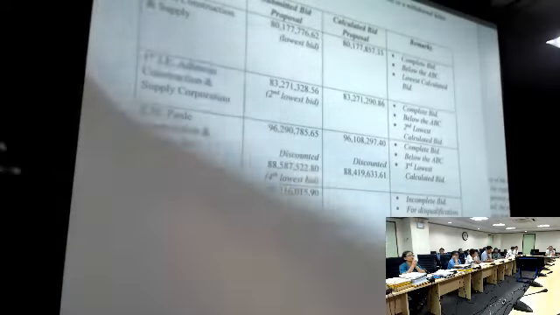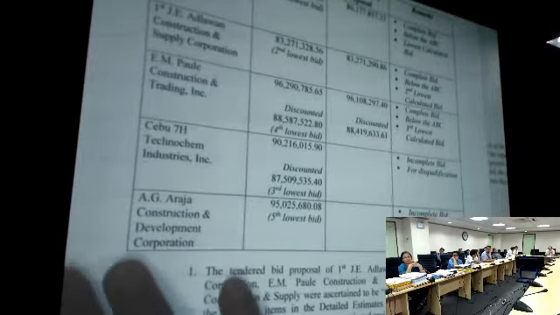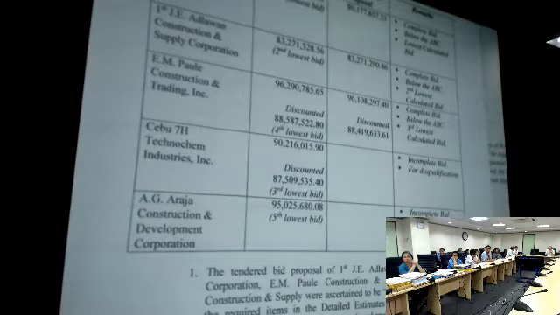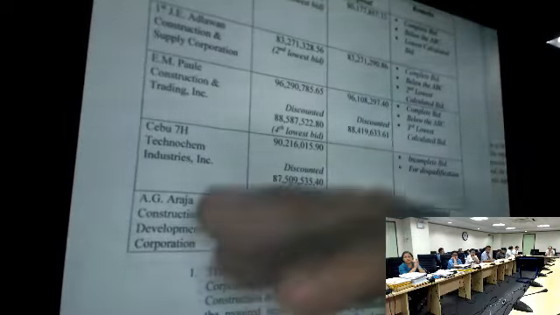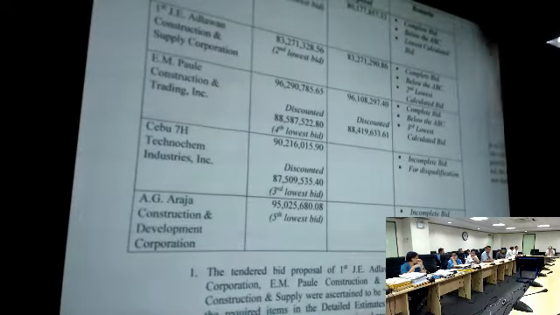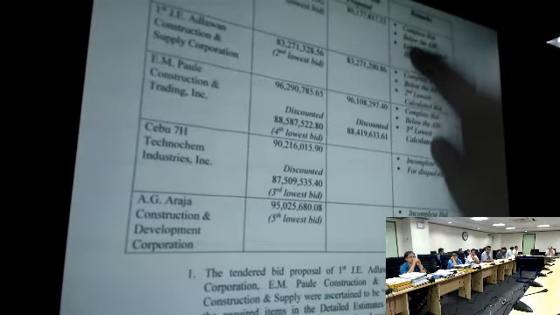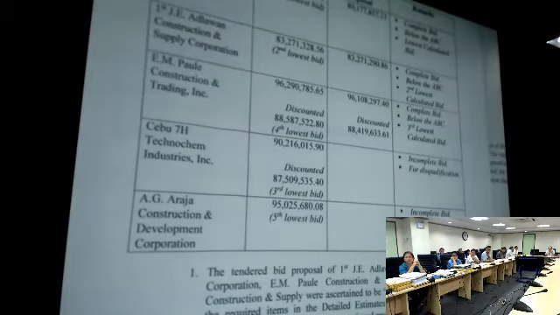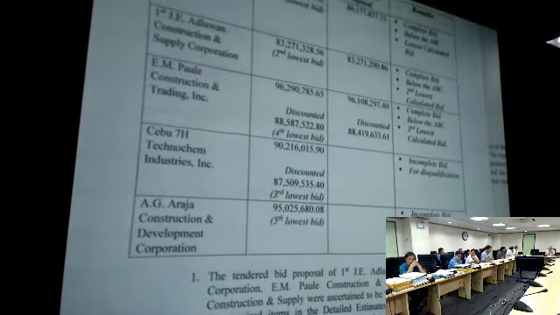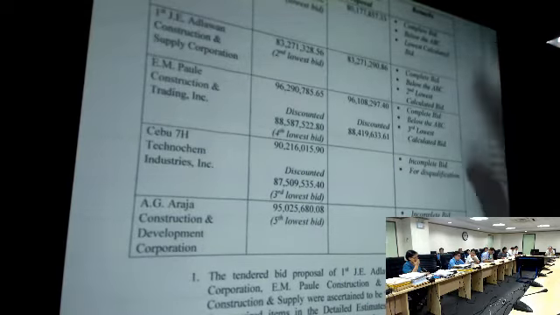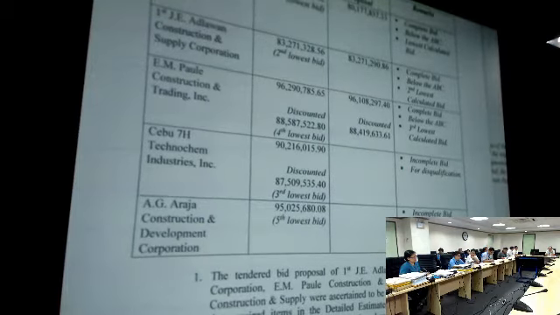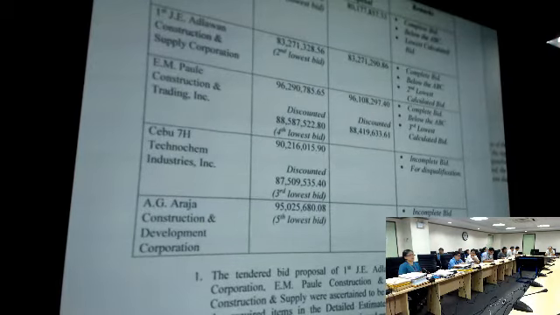Tsaka, sir, kung titignan natin, yung dinidisqualify natin si Cebu 7H and si AG Araha are the third and the fifth lowest calculated bidder. So, di pa naman tayo nakakapunta sa kanila. Mauna muna si Jargon, being the lowest calculated bidder. Okay, just make sure that you include that in the draft resolution for the appreciation of the other members, please. To the Secretariat who will draft the resolution, please make sure that the manifestations are accurately reflected in the resolution, please. Thank you very much.